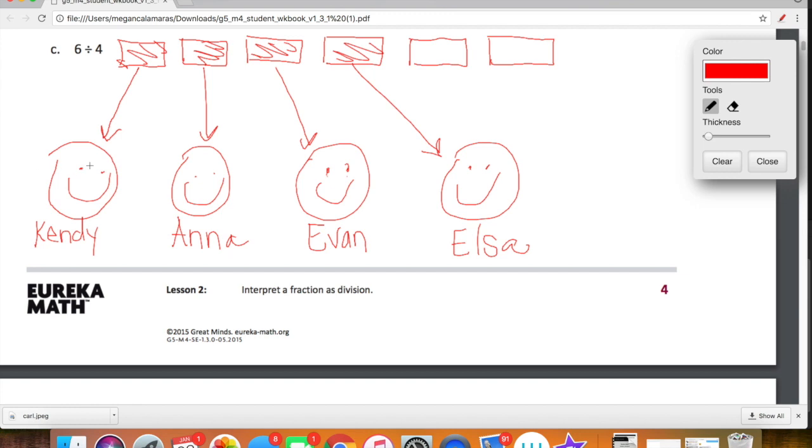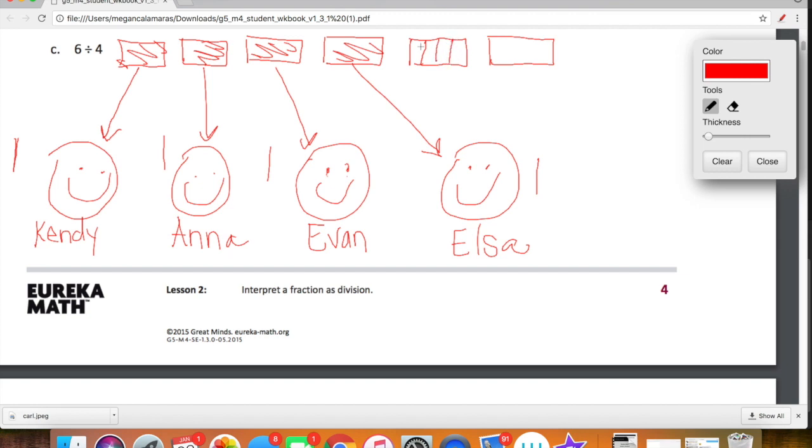Okay. So now I'm going to keep track of how many graham crackers each of our kids get. So Kendi has a whole graham cracker, Anna has a whole graham cracker, Evan has a whole graham cracker, and Elsa has a whole graham cracker. And now we have these 2 graham crackers left. We need to figure out some way to share these graham crackers with our friends.